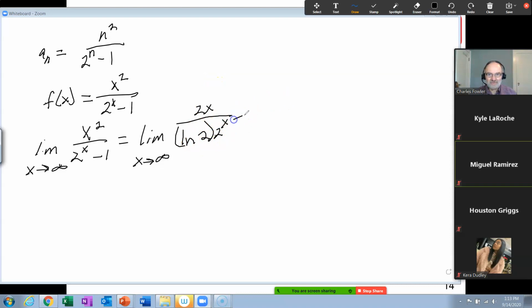Well, guess what? Still infinity over infinity is an indeterminate form. Do L'Hopital's rule again. The limit as x goes to infinity of the derivative of the numerator, this time it's just 2, over the derivative of the denominator, which is log 2 times log 2, so I'm going to call that log 2 squared times 2 to the x. And guess what? This is going to infinity, that's going to 2.